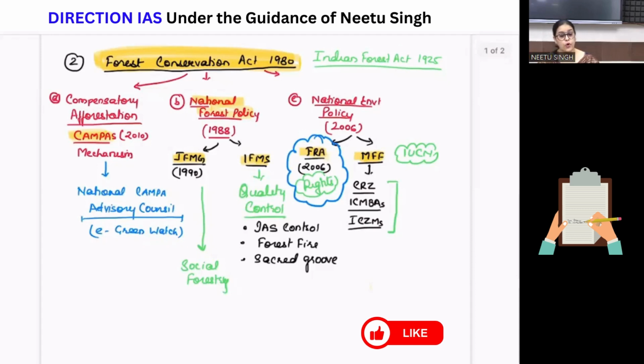We are learning the Forest Conservation Act. The Forest Conservation Act is the second flagship law that regulates the functioning of the nodal ministry. India has three prominent types of vegetation: one, tropical evergreen; two, tropical deciduous; and three, tropical thorny. Thorny do not count as forest.